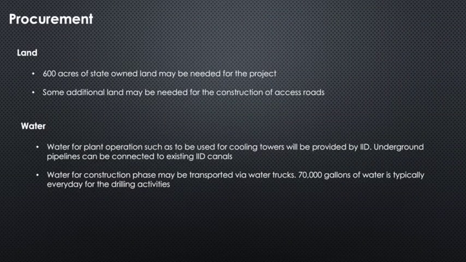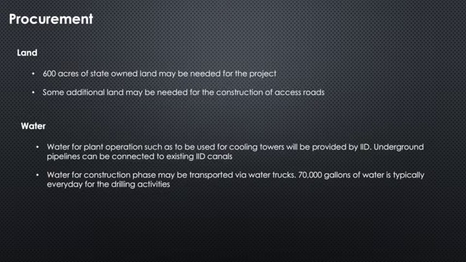Now, coming to the procurement part, as per the project specifications, we would need 600 acres of land to meet the power requirements for 100,000 people by harnessing geothermal resources in Salton Sea area. Apart from this, additional land would be needed for constructing access roads for the movement of raw materials.